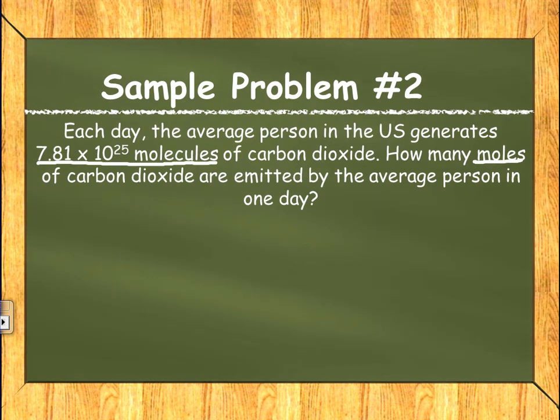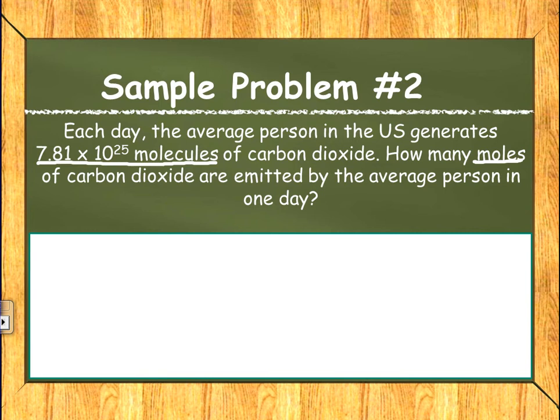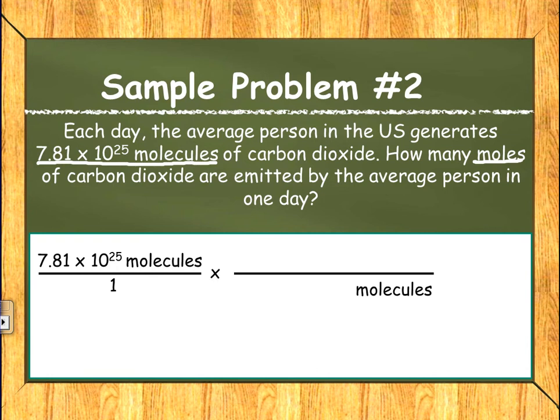Well, let's find out. So we're going to start with 7.81 times 10 to 25 molecules. It's over an invisible 1, so it makes it easier for us to calculate. And then for every molecules, you have a mole. Can someone tell me why with the molecules at the bottom? Because we need to cancel out the unit molecules, right? I have to have the same unit across from it at the bottom.